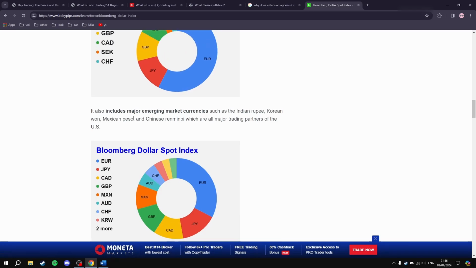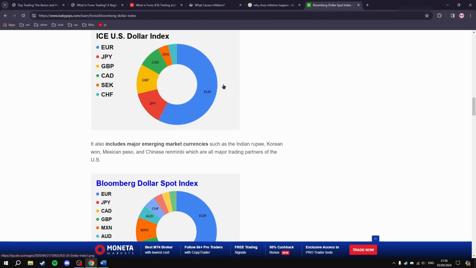It also includes major emerging market currencies such as the Indian rupee, Korean won, Mexican peso, that's it, Mexican peso, and Chinese renminbi, which are all major trading partners of the US.